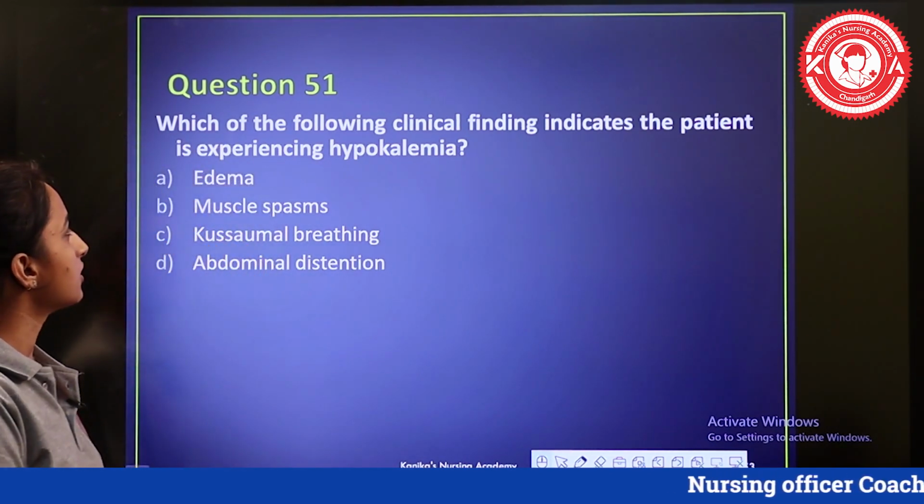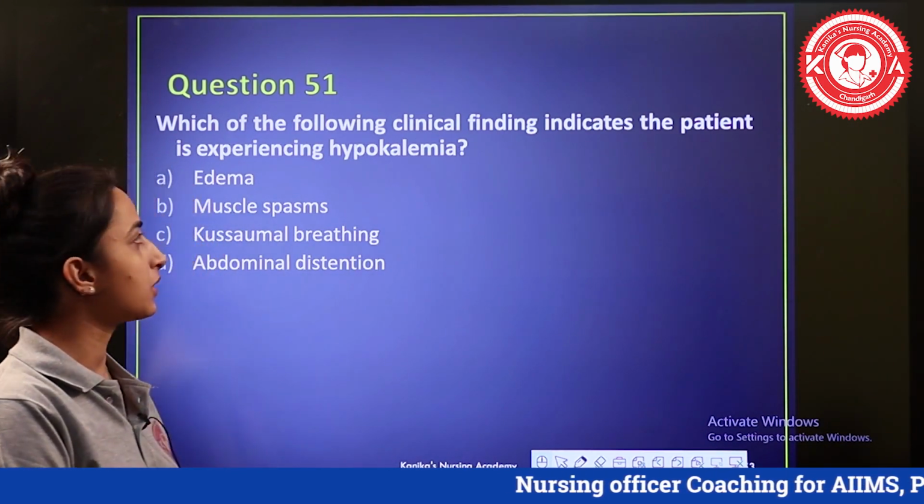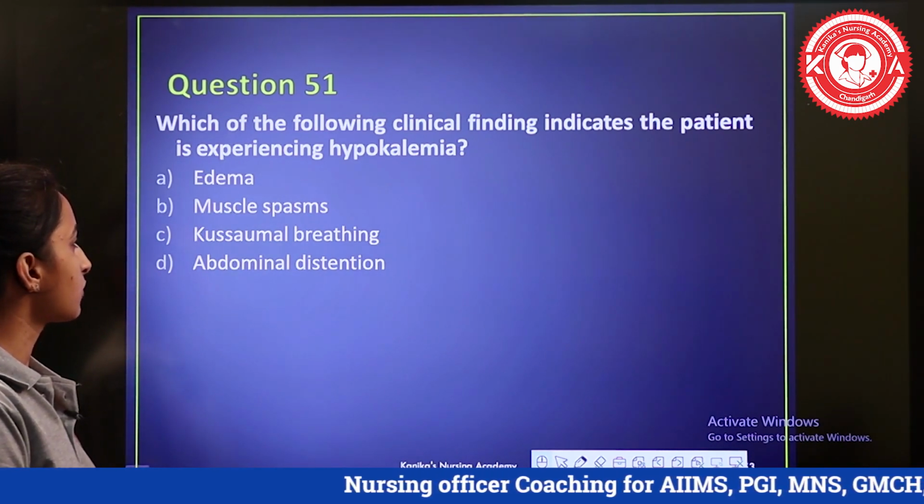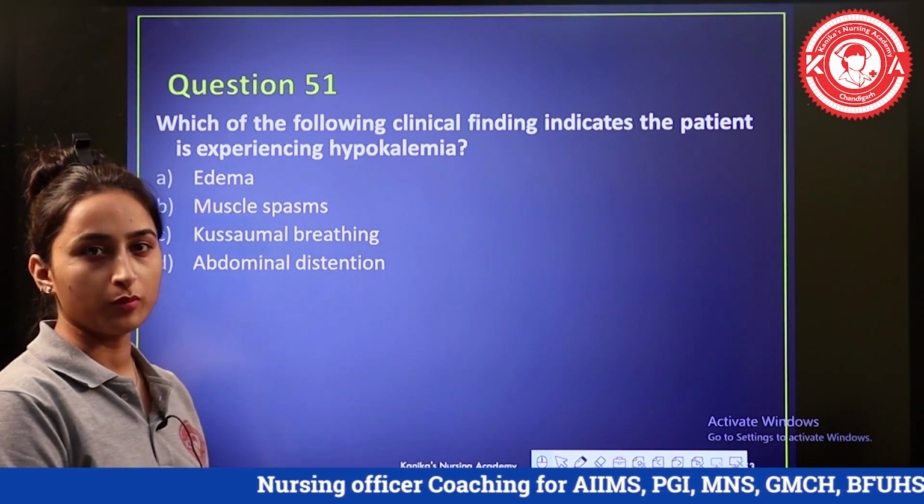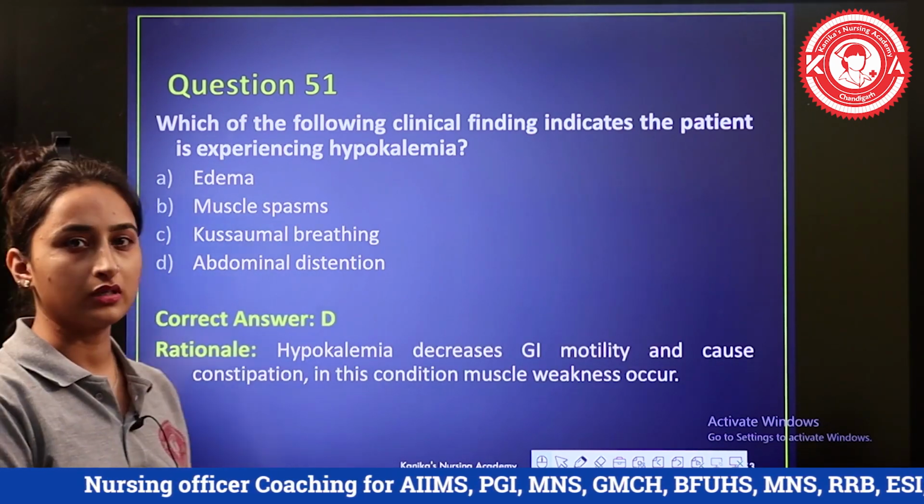So the next question is, which of the following clinical findings indicate the patient is experiencing hypokalemia? The options are edema, muscle spasm, Kussmaul breathing and abdominal distension. So the right answer is D, that is the abdominal distension.